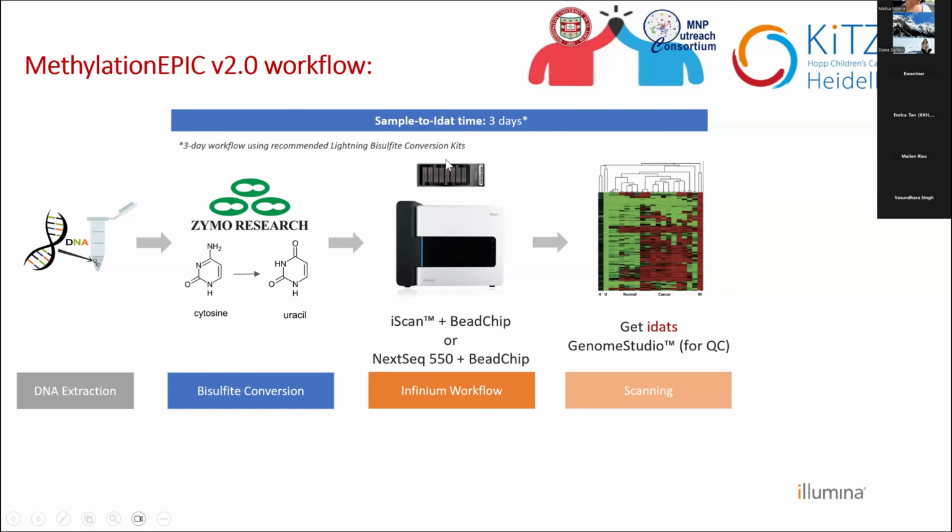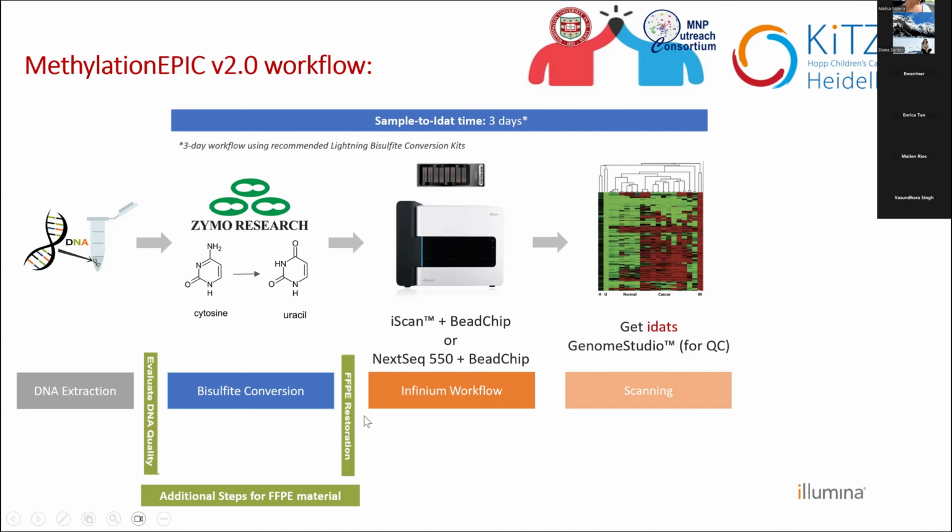And from here, I will move to the methylation EPIC array workflow. So as you can see, it's a simple workflow. Usually it's 3 days or 5 days according to the tissue that you're using, starting from DNA extraction in the lab, and then a bisulfite conversion step, and then the Infinium workflow, and then the scanning by the methylation scanner.